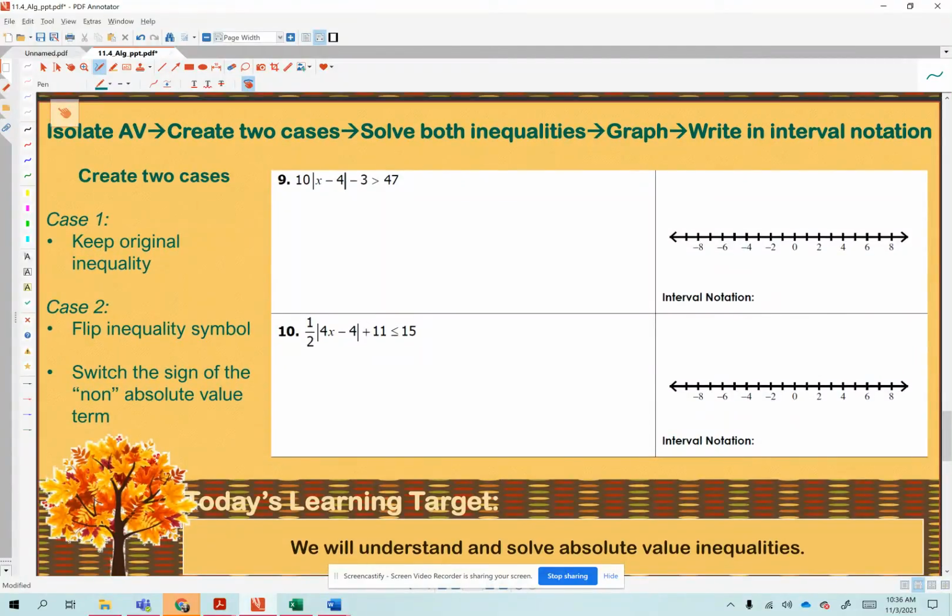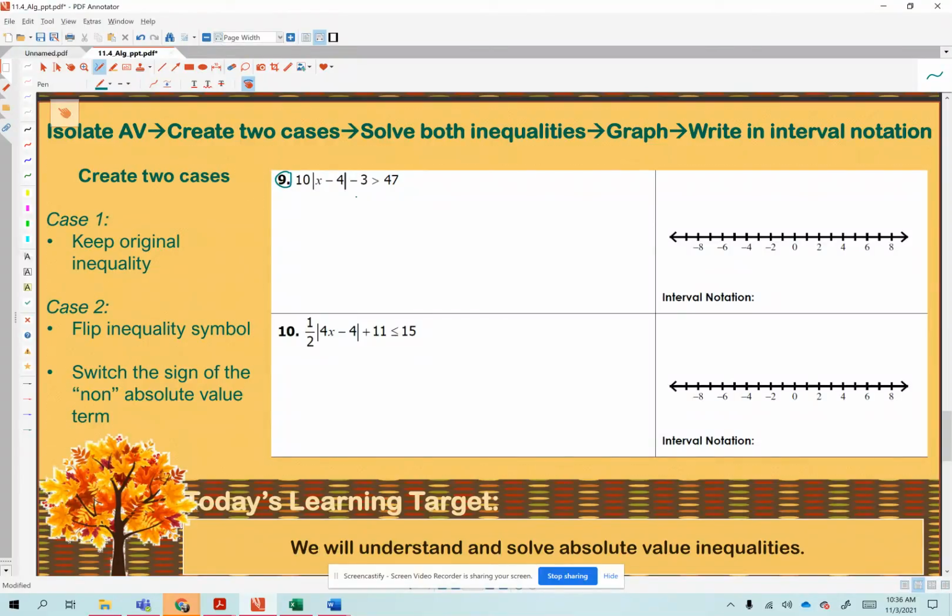Okay, same rules. The rules haven't changed. We isolate absolute value. We create two cases. We solve each inequality, graph and write in interval notation. So absolute value is not isolated here in number 9. So try number 9 on your own and then come back to the video.